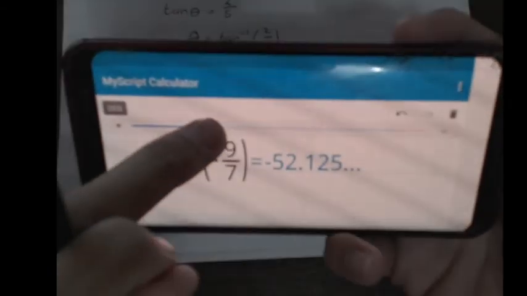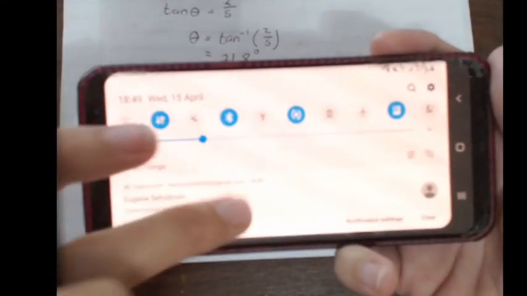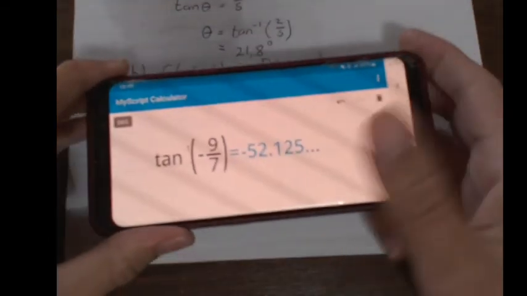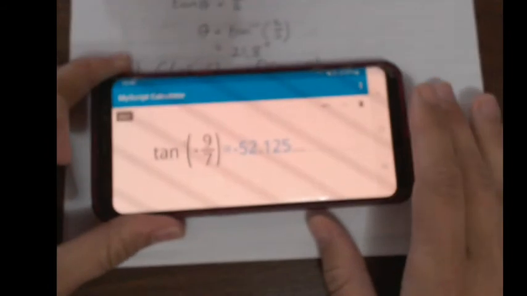Oh, the phone light is shining. Let me just see if I can maybe make it a bit less glaring. Okay, I think that's better.